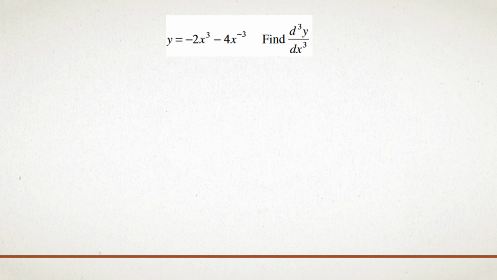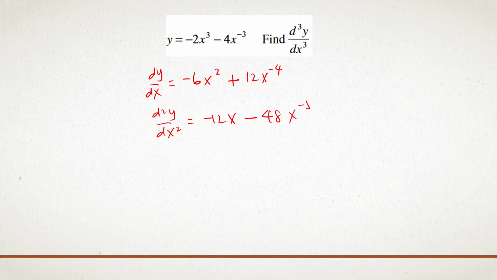Now this one is looking for the third derivative. They already nicely put the index as negative. So the first derivative is negative 6x squared plus 12x minus 4. And then the second derivative is negative 12x minus 48, x to the negative 5. And then the last one, the third derivative, is negative 12 and minus 48 multiplied by negative 5, and then x to the negative 6.